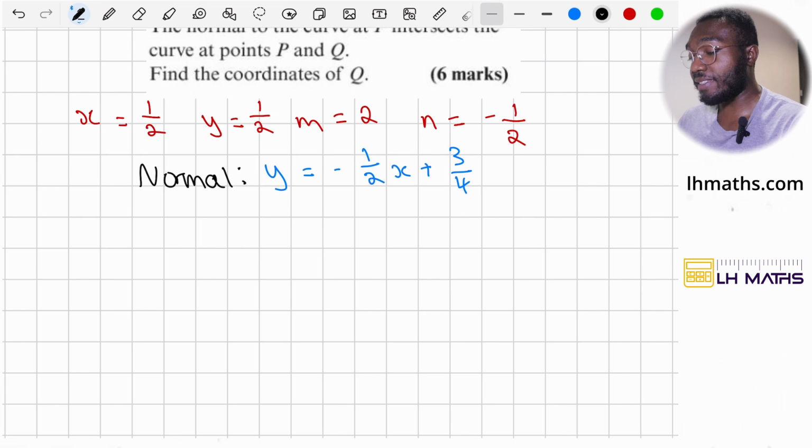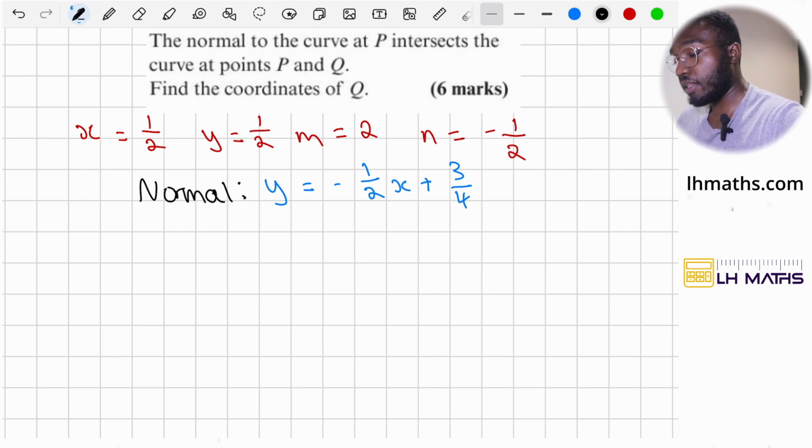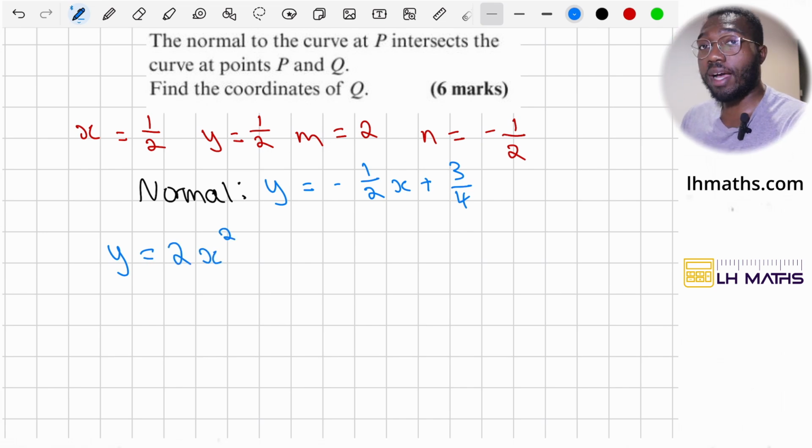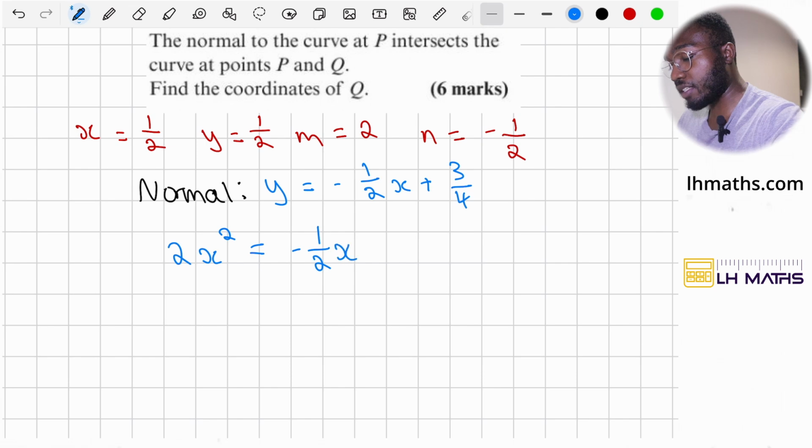Now, remember when I said about the intersection, we know the normal intersects the curve at points P and Q. So we know that the curve is y is equal to 2x squared, and we have the normal as y equals minus a half x plus 3 over 4. What that means is we need to make them equal to each other. So that will be 2x squared is equal to minus a half x plus 3 over 4.